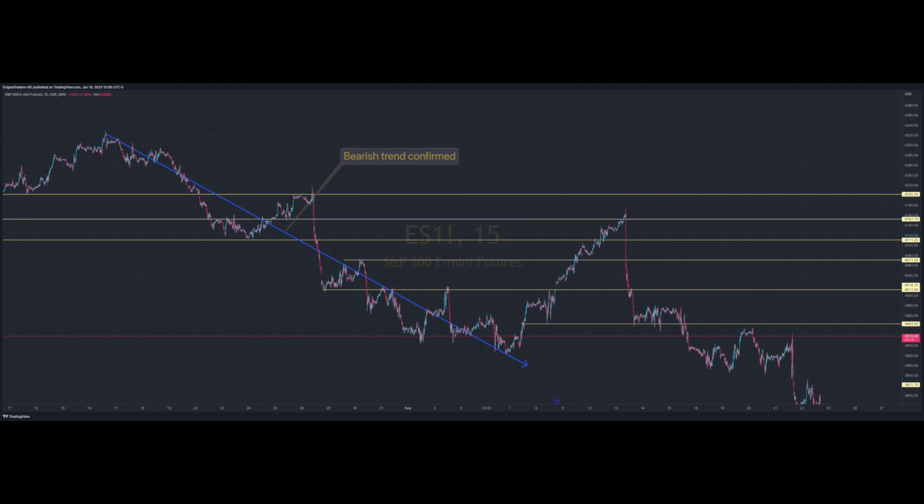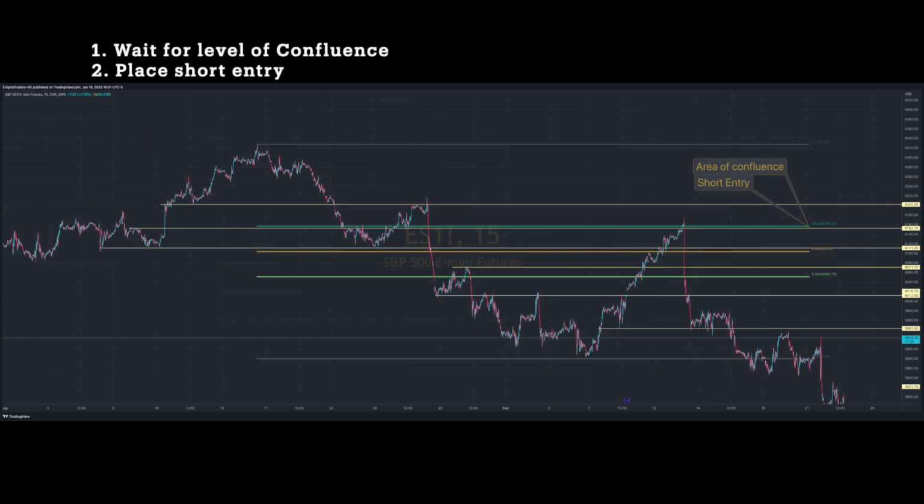Traders will also set a target for taking profit, typically at the next level of resistance or at a 1-to-1 risk-reward ratio. As per every trade, traders should always backtest and paper trade a strategy before applying it to live markets.